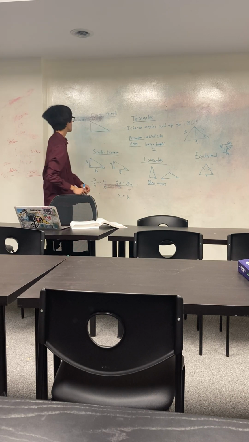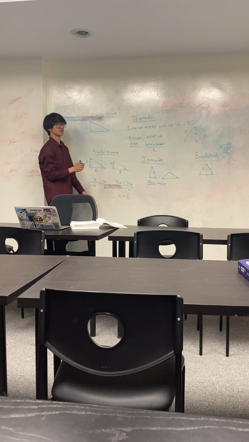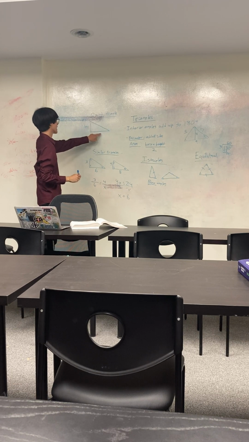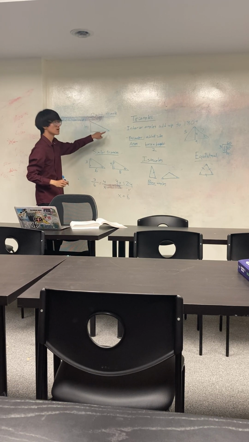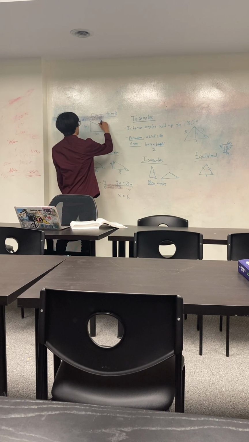And so the sides that are opposite of the acute angles are called legs. So these two sides are called the legs, and then this longer side across from the right angle is called the hypotenuse.